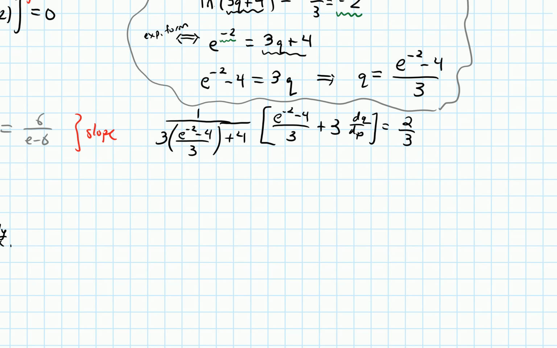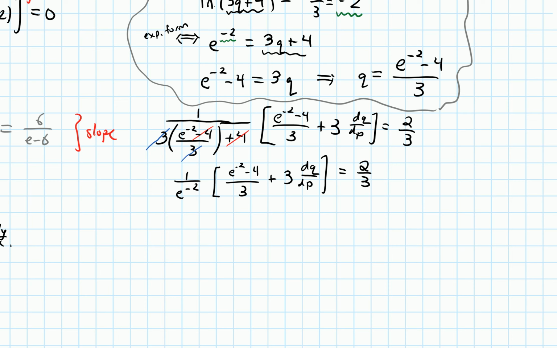All right, so looking at this, we have some simplification going on. This 3 will cancel that 3 at the bottom. After that happens, we have a little bit more cancellation. The negative 4 cancels with the positive 4. So we end up with 1 over e to the negative 2 on this left-hand side, in front of the bracket, multiplying within the bracket e to the negative 2 minus 4 over 3 plus 3 dq dp equals 2/3. So we just did some simplification there, some cancellation.